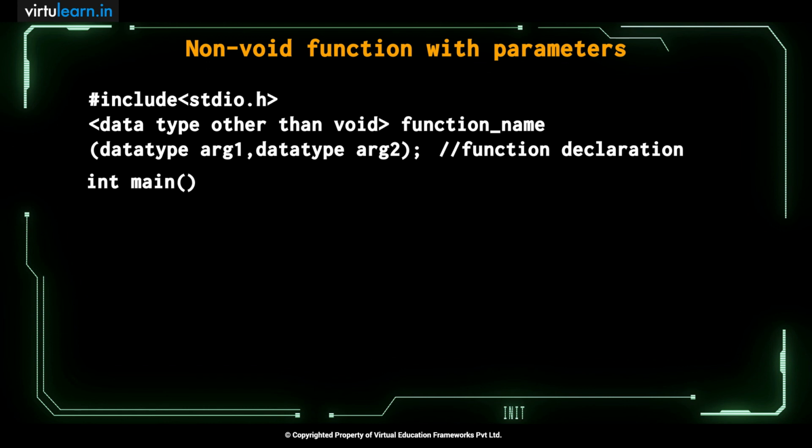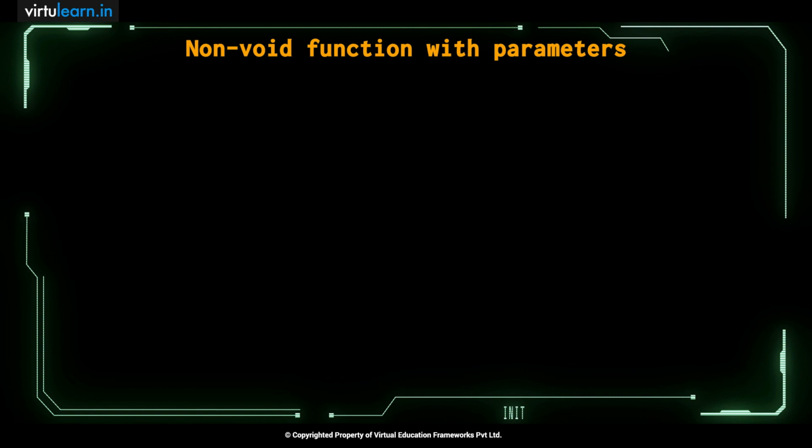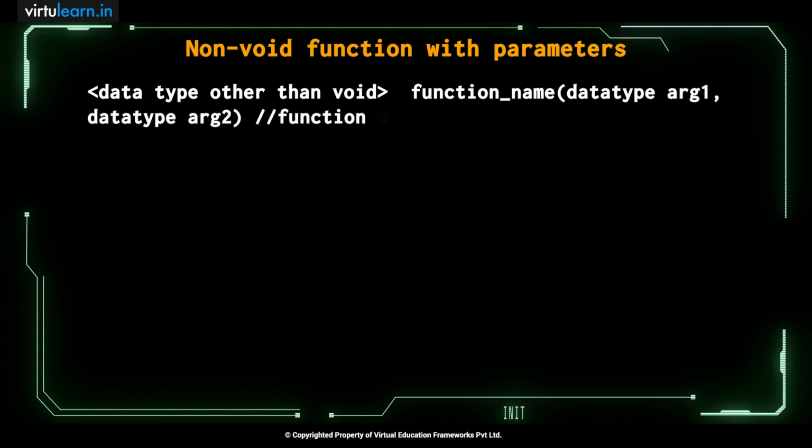Next, int main. Within the main we are going to write the function name and the argument 1, argument 2, what you want to call. This is the function call, return 0 and closing the main function. Next, coming to the function definition. So data type other than void followed by function name, that is data type argument 1 comma data type argument 2. There is no semicolon for this function definition. Within this we are going to write the body of the function. And this is the signature for non-void function with parameters.